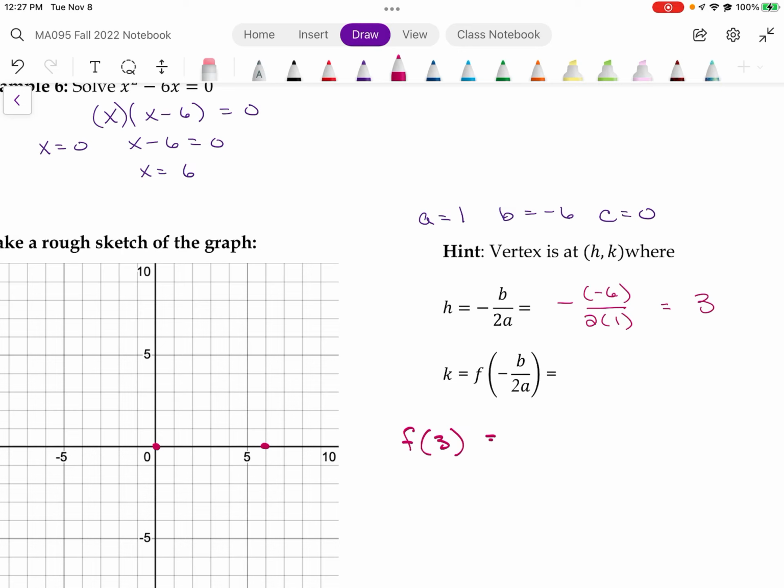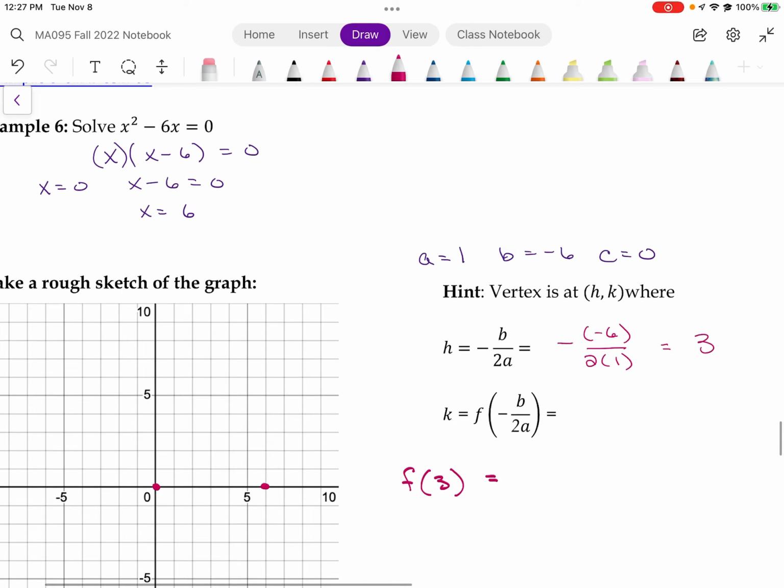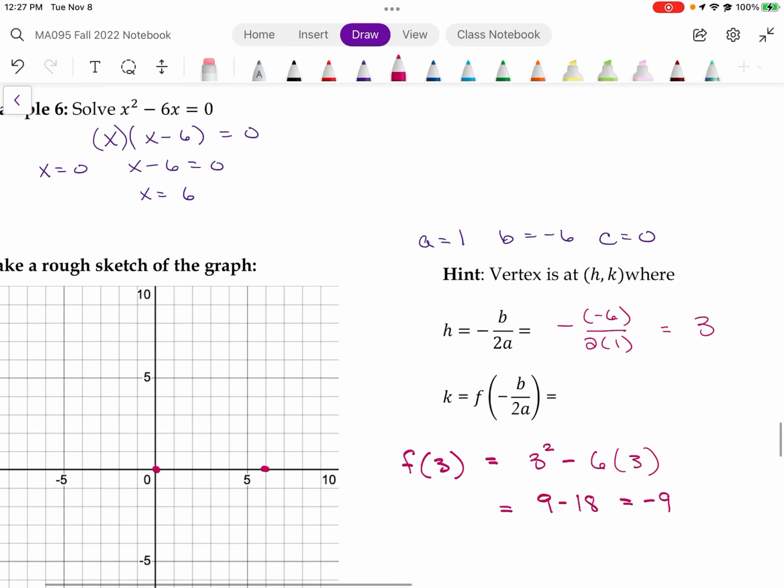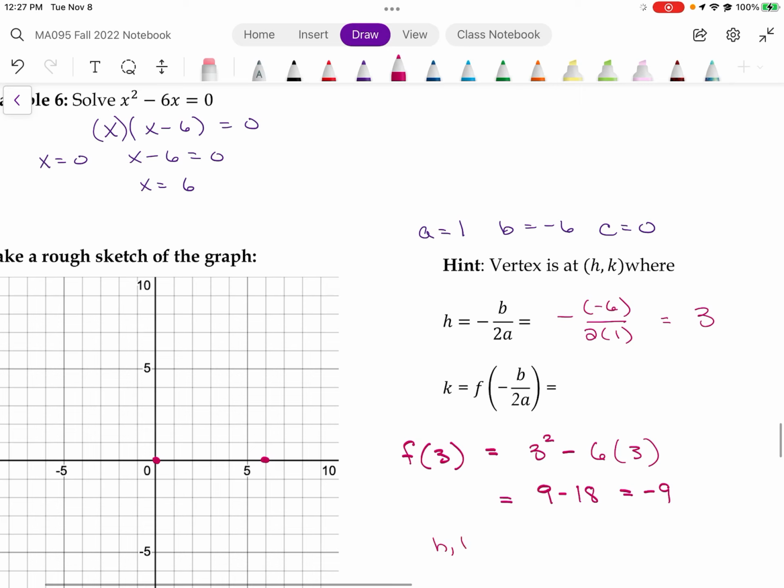All right, so f of 3, I'm just going to plug that into my original equation right up there, and I get 3 squared minus 6 times 3. So I get 9 minus 18, which is negative 9. All right, so my vertex, h, k, is just 3, negative 9.